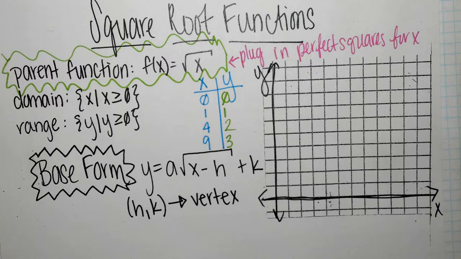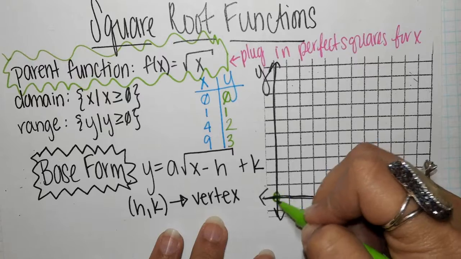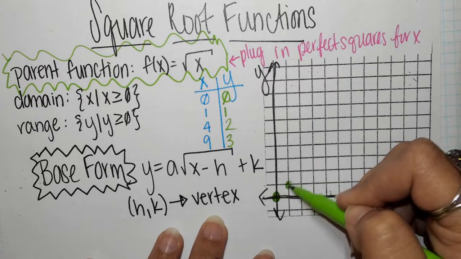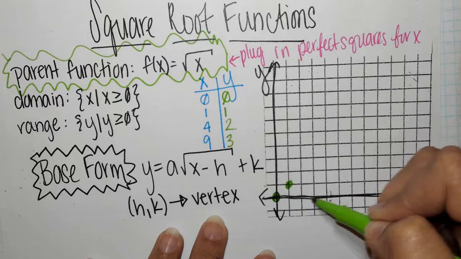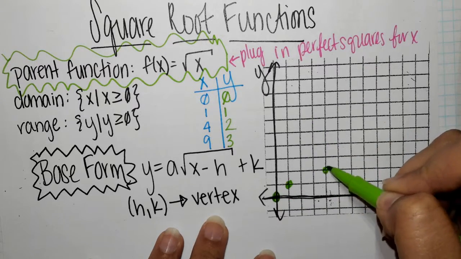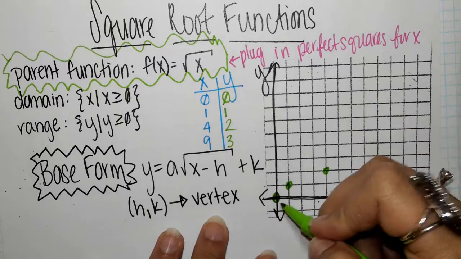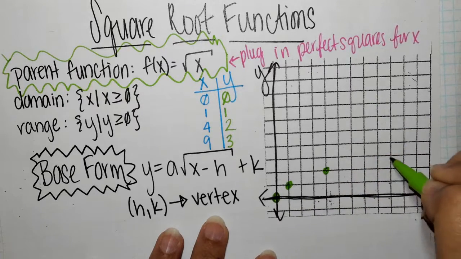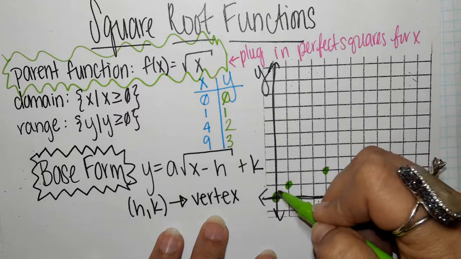Now it starts at 0, 0, so we're going to put a dot on the origin. And then it's 1, 1, so we go right 1, up 1. 4, 2, so we go right 1, 2, 3, 4, up 2. 9, 3, so we go right 9, up 3. And then we connect them.